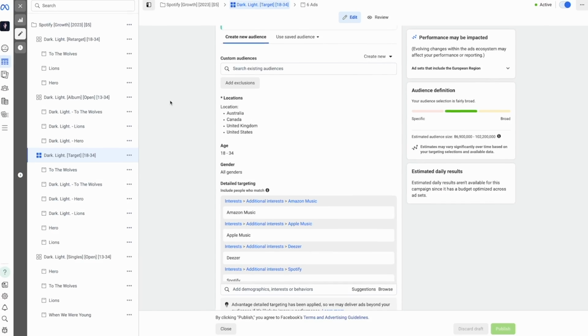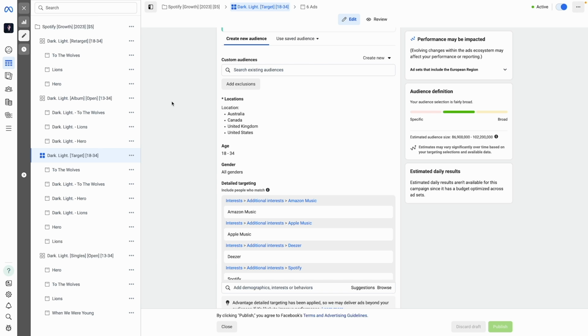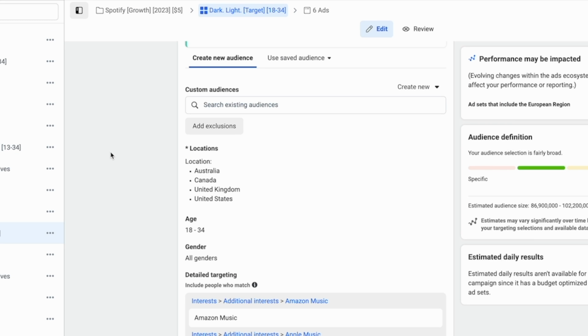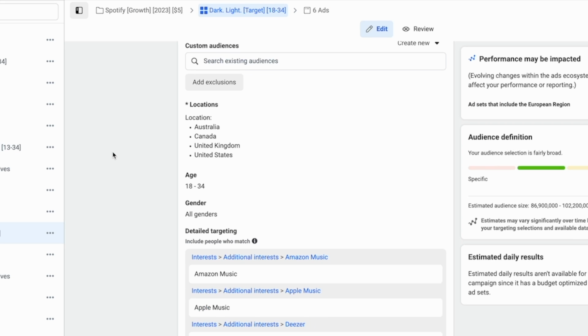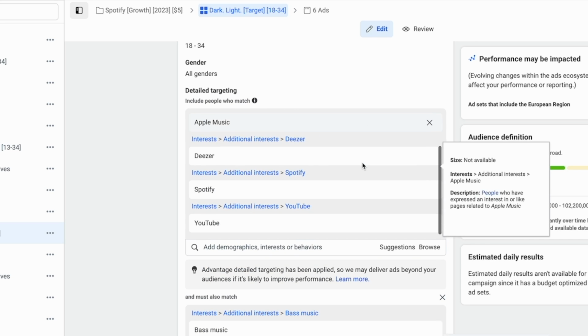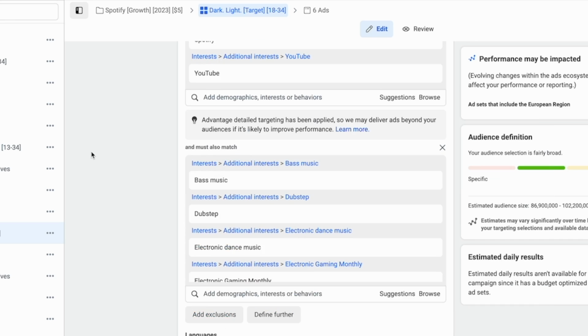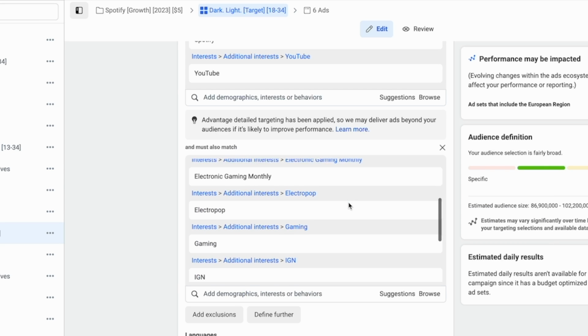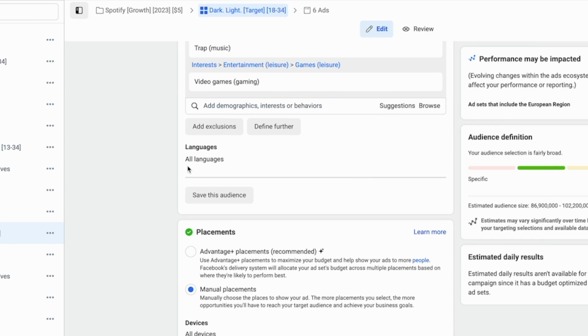And then thirdly, let's check out the setup for the conversion campaign. In the conversion campaign, again, some slight variation, targeted Australia, Canada, UK, and the US, 18 to 34, just like the Spotify ad campaign. And then the detailed targeting is exactly the same as the traffic campaign. So same DSPs, same collection of interests and stuff like that.